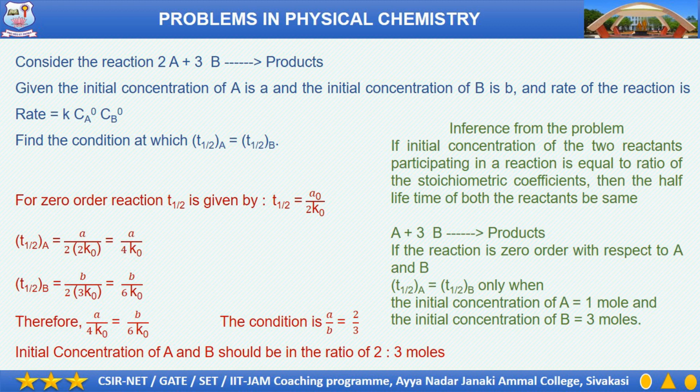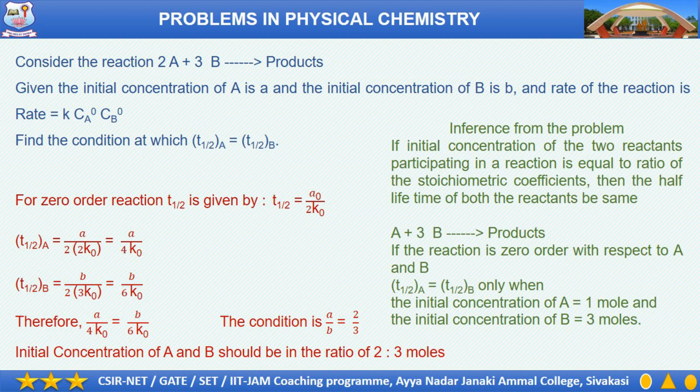In such cases, they find that if the initial concentration of the 2 reactants, take down this, the inference from the problem we obtained is: if the initial concentration of the two reactants participating in a reaction is in the ratio of their stoichiometric coefficients, then the half-life time of both the reactants would be the same.